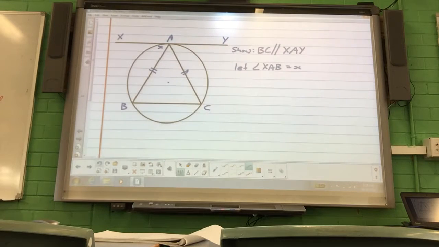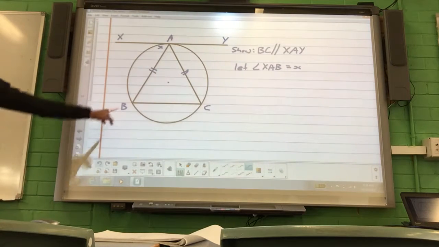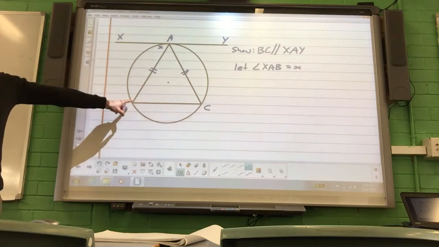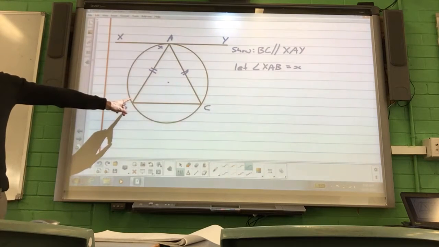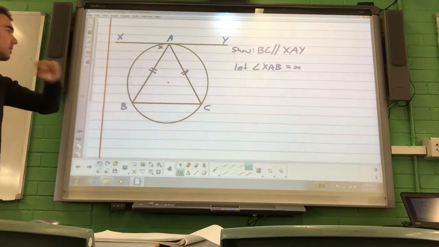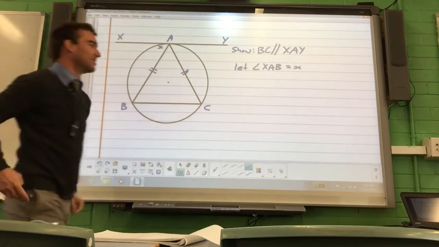Is ABC equal to X because the interior opposite angle is equal? No, we don't know they're parallel. No. The angle in alternate segment was the exterior angle. This one, you mean? Yeah. Yes.